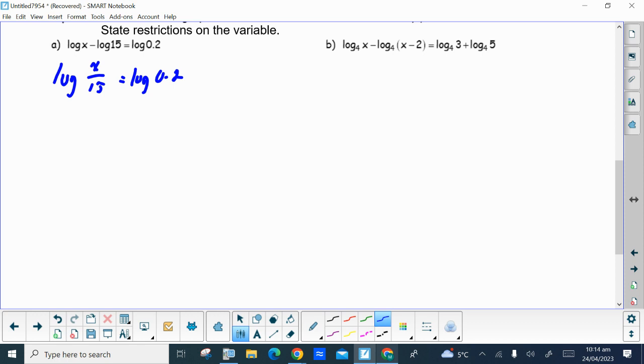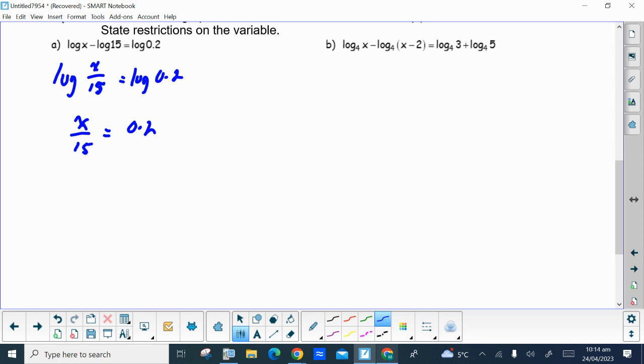Now, these two sides are equal. We are told that at the start. Because both sides have logs with the same base, they're both logs with a base 10, because those parts are the same, the other parts will be the same as well. They will be equal as well. So we can go to our next step, saying that x on 15 equals 0.2.